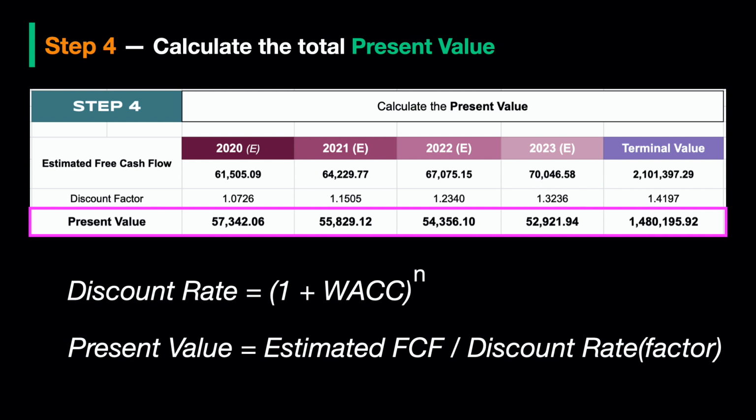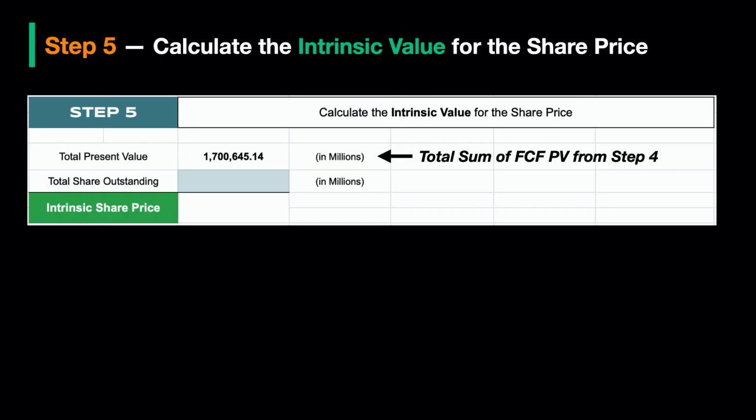Alright, once we get the present value for each year, we can now move on to our final step, calculate the intrinsic value for the share price. This is probably the easiest step. All we need to do is to add up all the present values that we get from step 4 together as the total present value. And this is also considered as the intrinsic value of this business today. In our example, this is the intrinsic value of Apple today. Then we can use this total present value divided by Apple's total share outstanding. We can finally get Apple's intrinsic share price to buy today, which is about $397.